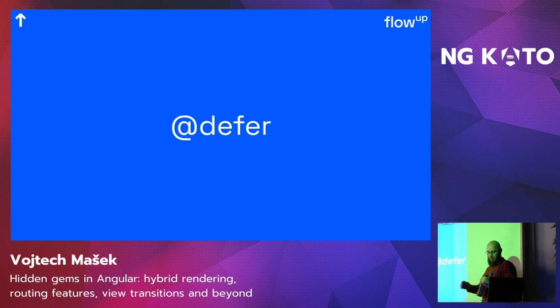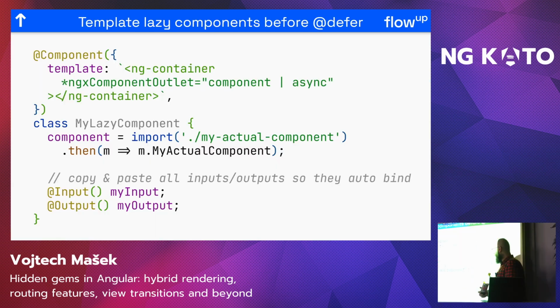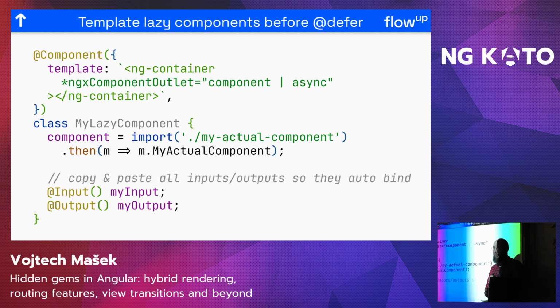Yeah, and let me switch to this template lazy component before defer. So this is how it used to look before defer. This is why people weren't writing lazy loaded components outside of the router. I mean template lazy loaded components, conditional imports, because you would have to write something like this, and this assumes that you actually use the ngxd library. So this is with the library in use.